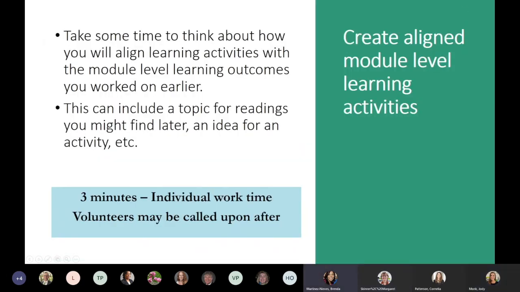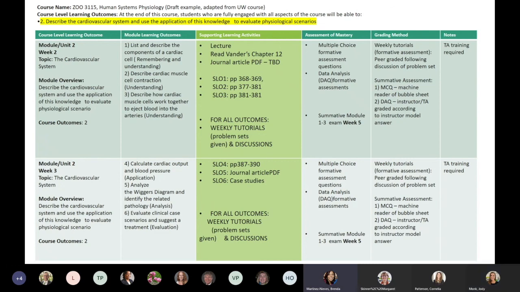Jody, I have a question. Yes. If we go back to the previous one, you said that we can use our supporting learning activities also as supporting, what was the term that you used? Materials. Okay. So supporting materials, and then you will set up learning activities and mastery together?